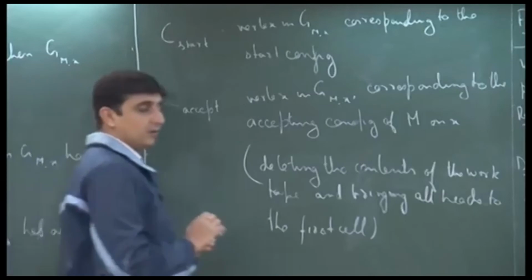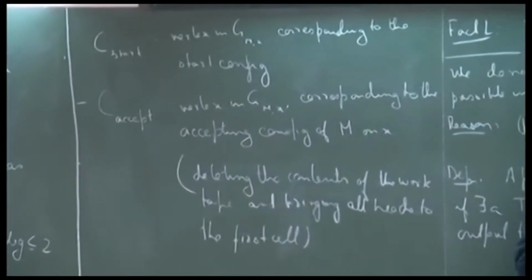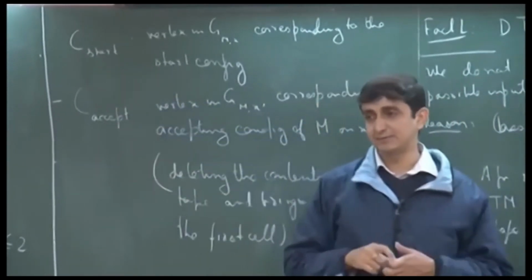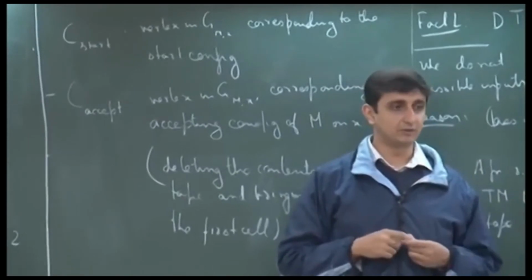So, now we can just do a reachability check whether in this graph there is a path from C start to C accept or not, and that would determine whether X is in the language or not.